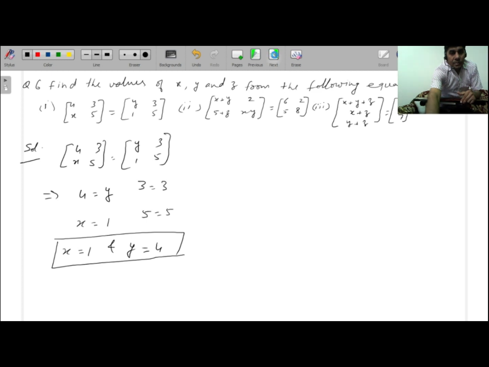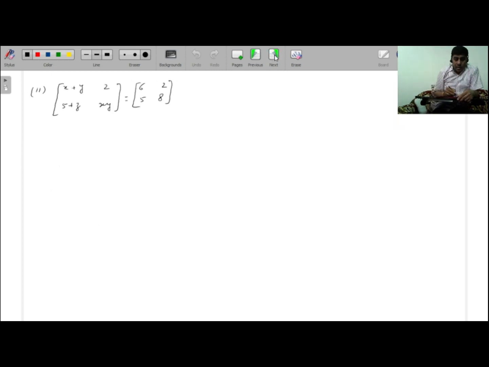Second part. Similarly, if the two matrices are equal, then their corresponding values are also equal. Therefore, x plus y is equal to 6, 5 plus z is equal to 5, x into y is equal to 8. This implies y is equal to 8 by x.